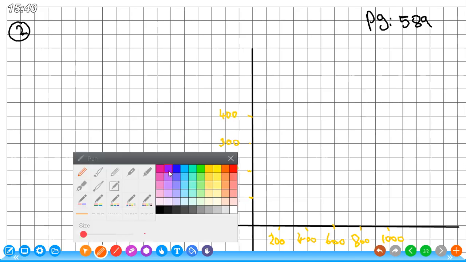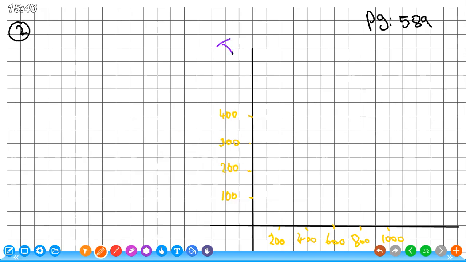So mainly this is what time in minute. The y-axis is your time in minute, and the x is what number of pieces. Number of pieces. Like this. Okay, number of pieces.